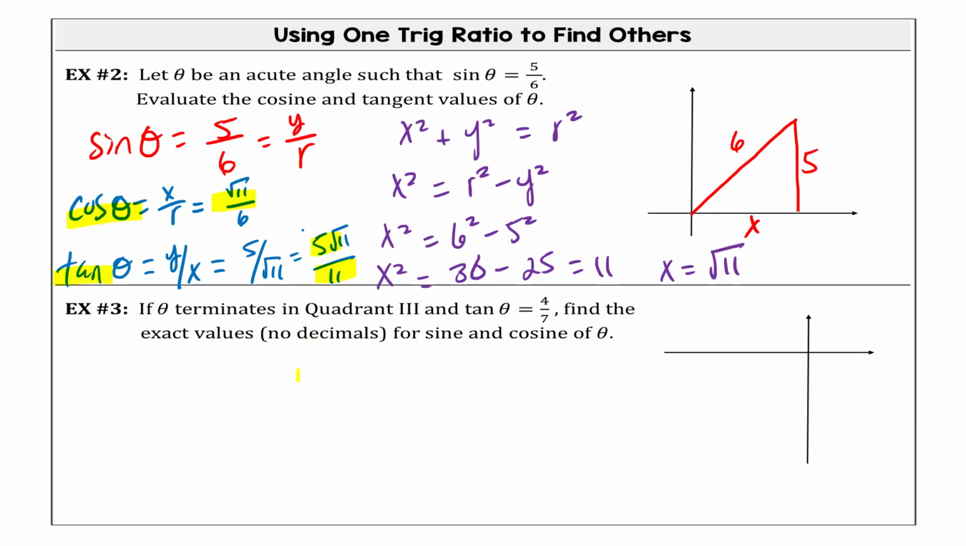Well, guess who's turn it is? All right, it's your turn. So this time I'm giving you tan theta equals 4/7. So what information am I giving you? And then use that information to create a graph.